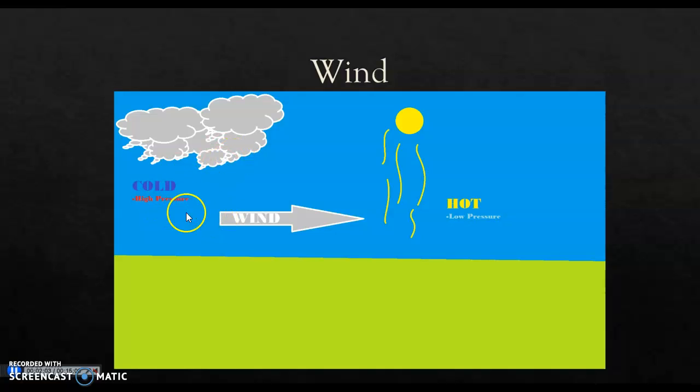So all this air over here in the cold, high pressure area wants to blow towards the hot, low pressure area. So if you have a lot of temperature variations between night and day or from day to day, there's going to be a lot of winds associated with that. And that's because of the temperature changes. High to low pressure.